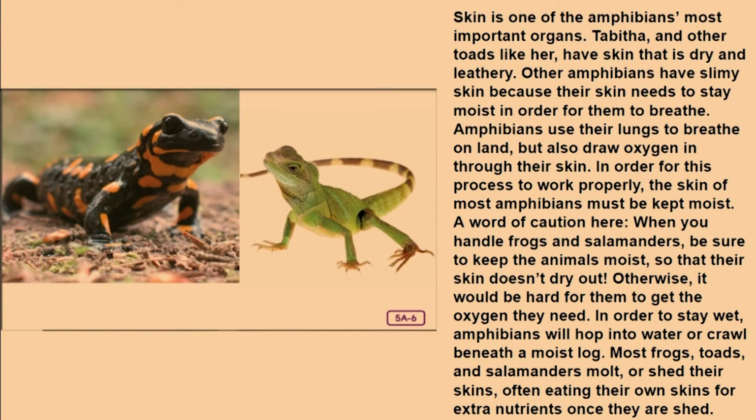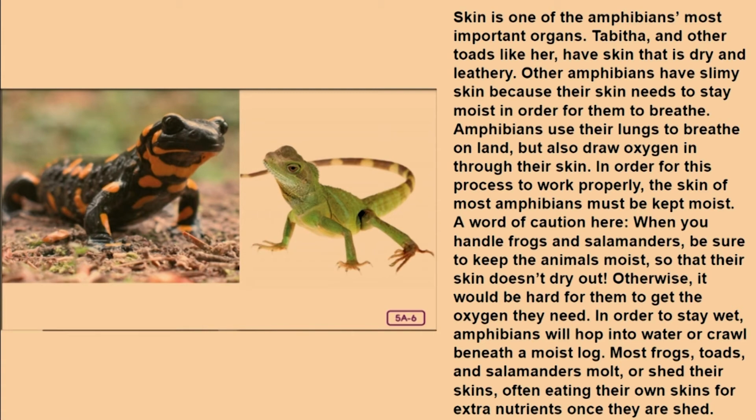Skin is one of the amphibians' most important organs. Tabitha and other toads like her have skin that is dry and leathery. Other amphibians have slimy skin because their skin needs to stay moist in order for them to breathe. Amphibians use their lungs to breathe on land, but also draw in oxygen through their skin. In order for this process to work properly, the skin of most amphibians must be kept moist.